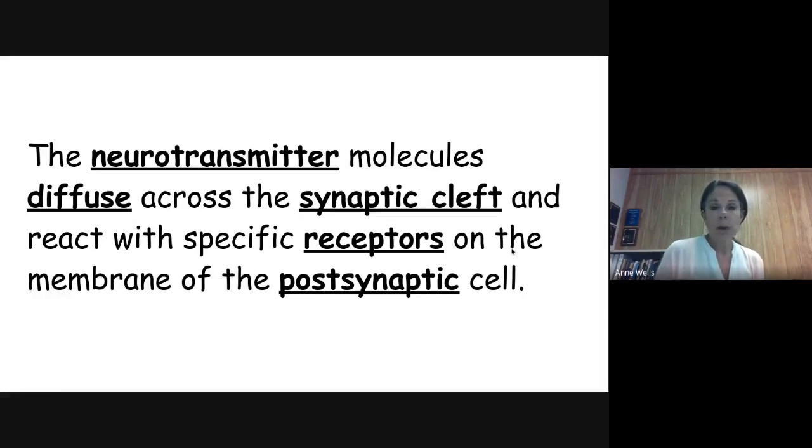The neurotransmitter molecules diffuse across the synaptic cleft and react with specific receptors on the membrane of the postsynaptic cell. So the neurotransmitter is just a chemical. It kind of has the message in it, and so that's going to be on the pre side. It's going to open, it's going to release it, it's going to jump across the synaptic cleft, and then it's going to end up at a special spot specifically made just to grab that message, a receptor, and it's going to be on the postsynaptic side.